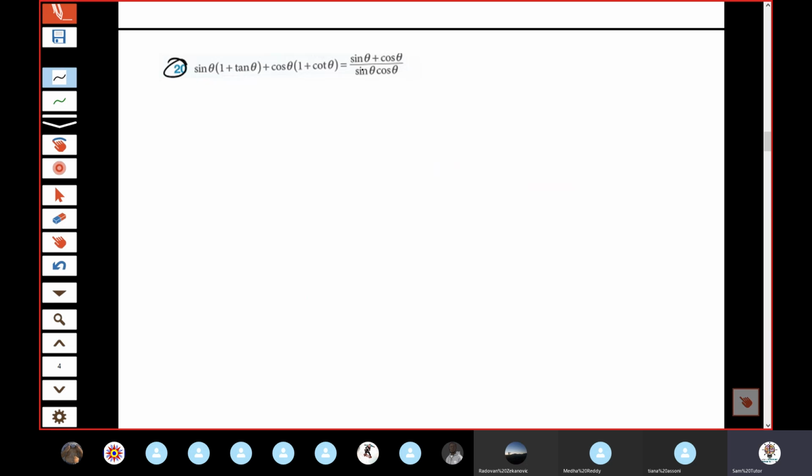Okay. Again, look at the right hand side. It says sines and cosines. So I think you guys know what I would do with my tan and cot. Good luck. I'll leave that with you for a second to try.